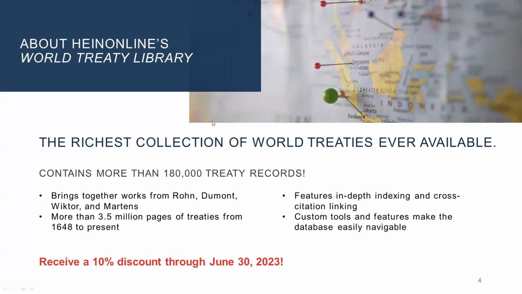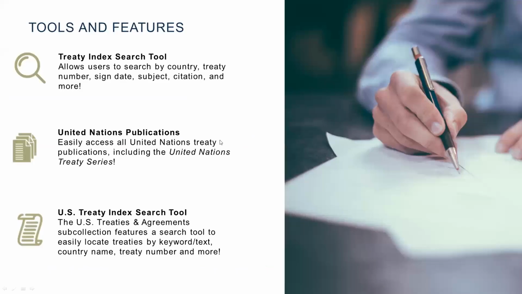In addition to having all of this substantial treaty content, we have a lot of great features. We have custom tools. We have a custom treaty index search tool. So this will allow you to search by country, treaty number, sign date, subject, citation, and so much more. And of course, I mentioned the United Nations publications that we have, the UN Treaty Series in HeinOnline, and then the US Treaty Index and additional search tools available there.